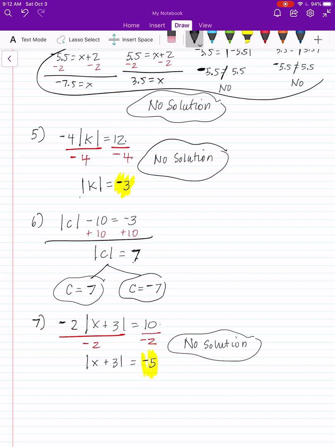All right, those are absolute value inequalities. Try your luck at doing them.